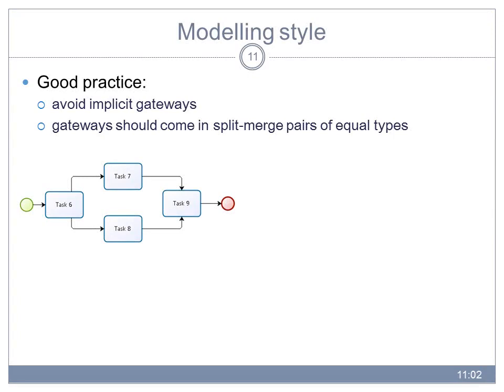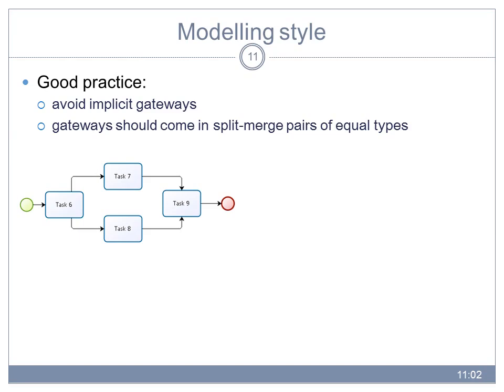In terms of gateways, there are a number of good practices that you should keep in mind in terms of modeling style. First of all, you should avoid implicit gateways, because those gateways have a meaning, but they are not really clear. In this case, you see task 6 is followed by task 7 and 8 in parallel, because there are 2 outgoing tasks of task 6. So this means it will behave as an AND split. On the other hand, task 9 comes after task 7 and task 8, and you might think this is also a matter of synchronization, but it is not.